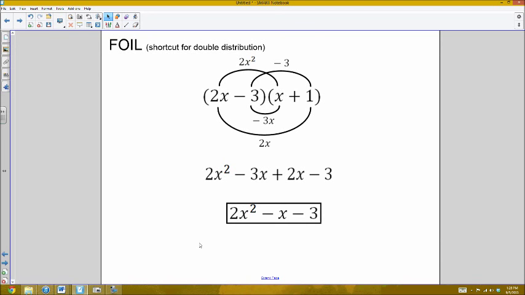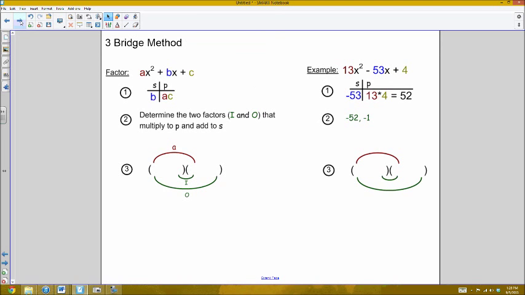Well, just like with double distribution, we can do this process in reverse, and that's another method we have for factoring trinomials called the three-bridge method. It actually turns out that that last bridge isn't needed in order to factor something completely.